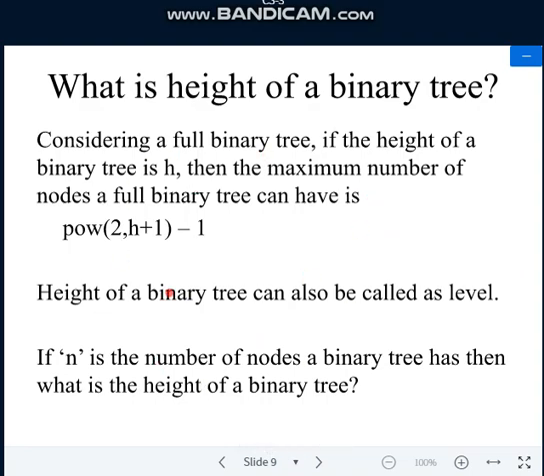So if you have the level, for example 3 levels, the maximum number of nodes a full binary tree can have is 2 to the power h plus 1 minus 1. h is nothing but the level, and we consider the level as starting from 0. The root node is considered as the 0th level, and then we follow the next levels. So for example if you have 3 levels, 2 to the power 3 plus 1, 3 plus 1 is 4, so 2 to the power 4 is 16, 16 minus 1 is 15.